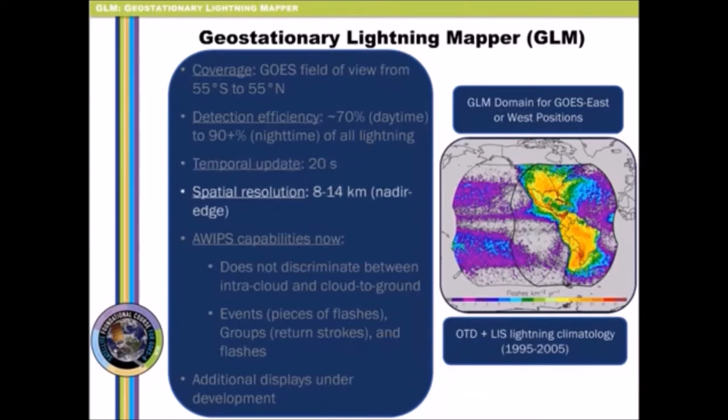The GLM observations will be reported on a grid with a spatial resolution ranging from 8 kilometers at nadir to 14 kilometers at the edge. Within AWIPS, the GLM will not differentiate between cloud-to-ground and intracloud flashes. Rather, AWIPS will display the locations of lightning events, pixels illuminated during a 2-microsecond interval, groups analogous to return strokes, and flashes. Additional GLM visualizations beyond these initial capabilities are under development.